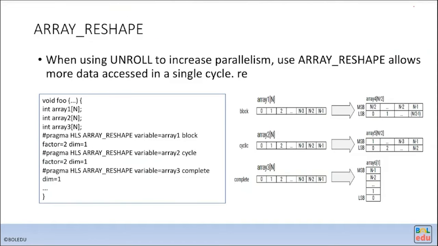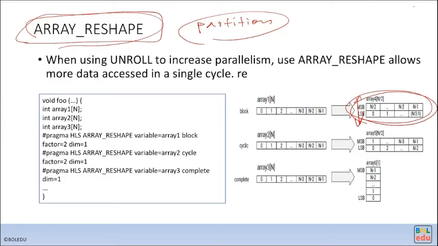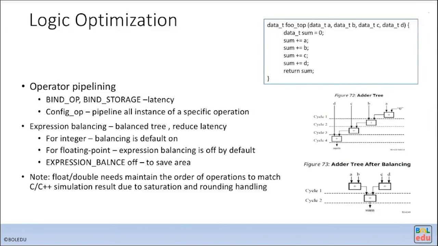Okay, the next one is array reshape. Last time we talked about array partition. Array partition will create a lot of memory blocks. A more area-efficient way is to use array reshape. So you have the same block of memory, but with a wider bandwidth. That's another way to efficiently use the memory block. Use array reshape.